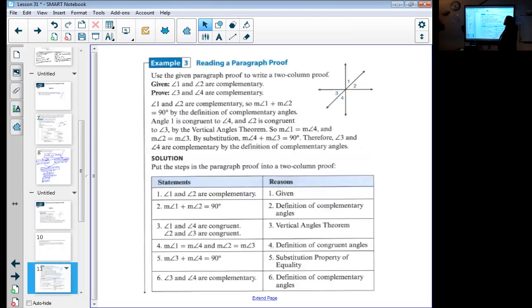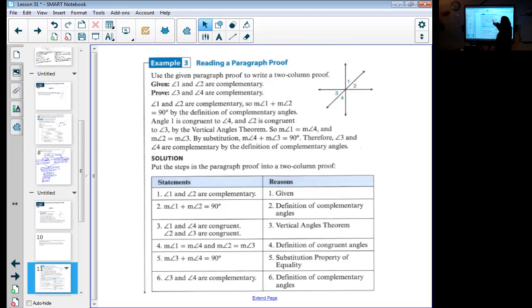So here we have: use the given paragraph proof to write a two-column proof. You are given that angles 1 and 2 are complementary, and you're trying to prove that angle 3 and angle 4 are complementary. With the first sentence of the paragraph, you have angle 1 and angle 2 are complementary, so measure of angle 1 plus measure of angle 2 is equal to 90 by definition of complementary angles. Here we have the given information, it just doesn't say why it is given. So angle 1 and angle 2 are complementary, given. We just took that from this first sentence, and the reason why is because it's given to us.